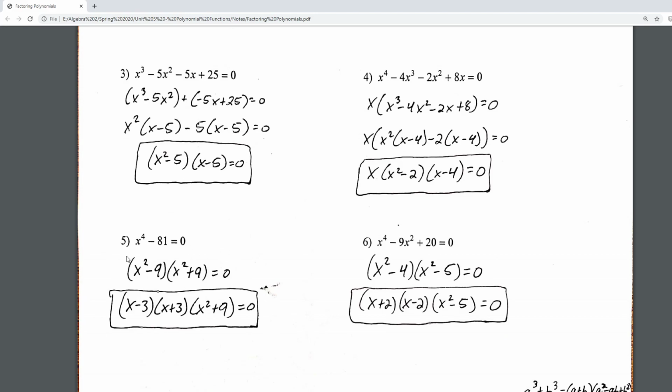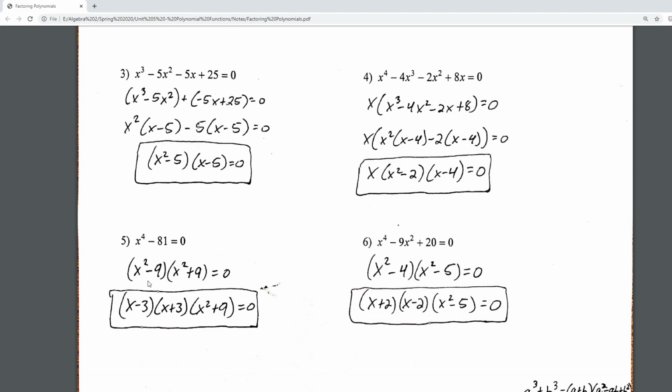Now, the only problem with quartics you have to be careful with is sometimes you're left with a factor that can be factored again. So x squared minus 9. Well, guess what? The square root of x squared is x. The square root of 9 is 3. So I can do the difference of squares again and get x minus 3, x plus 3. Okay, so once I factor the first time, I'm left with a term that I can then factor again.